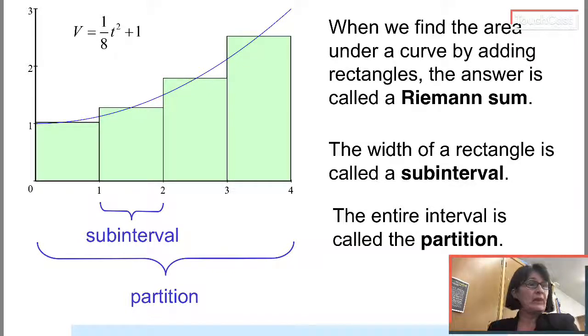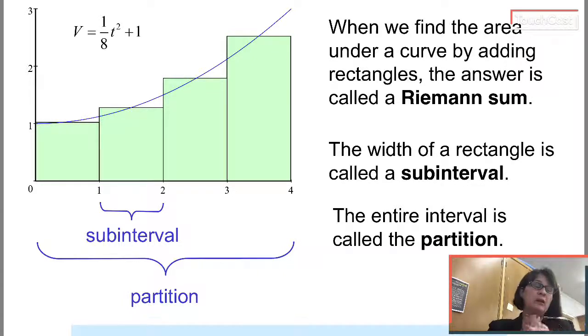When we estimate areas under curves by adding up areas of rectangles, that's called a Riemann sum. The distance across each rectangle, the width of the rectangle, is called the subinterval. And the total horizontal distance covered by all of your rectangles is called the partition.